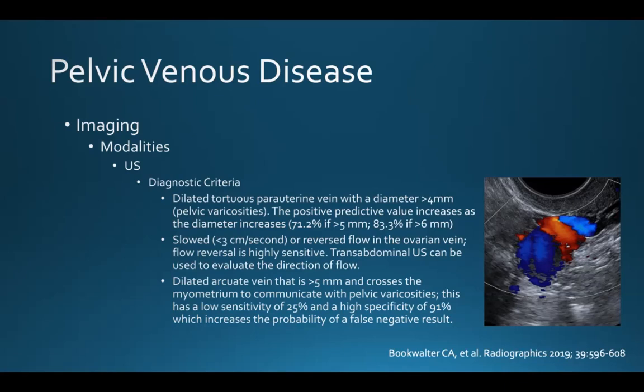We also look for slowed or reversed flow in the ovarian vein, and flow reversal is highly sensitive. And finally, we look for a dilated arcuate vein that's greater than 5 millimeters and crosses the myometrium to communicate with pelvic varicosities. This particular finding has a low sensitivity but a high specificity.